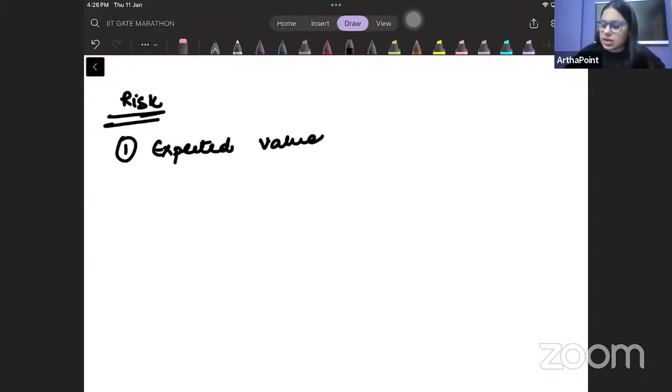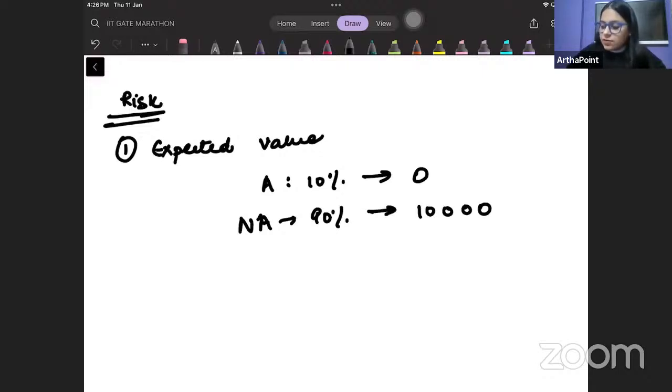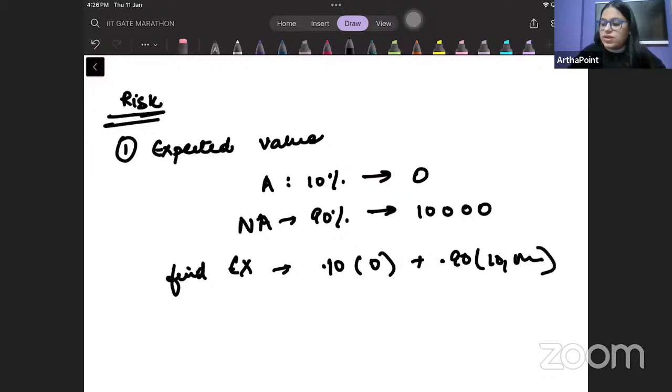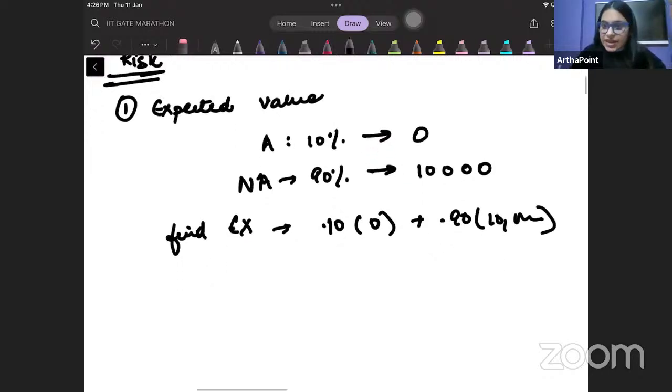Expected value बहुत basic है. If I tell you that the probability of accident is 10%, and under accident you will get 0, and the probability of no accident is 90%, and no accident में you will get 10,000, find expected value. ये पहले तरीके के क्वेश्चन हो सकते हैं. So 10% into 0 plus 90% into 10,000 and you will get expected. The second kind of question that can be asked in exam.